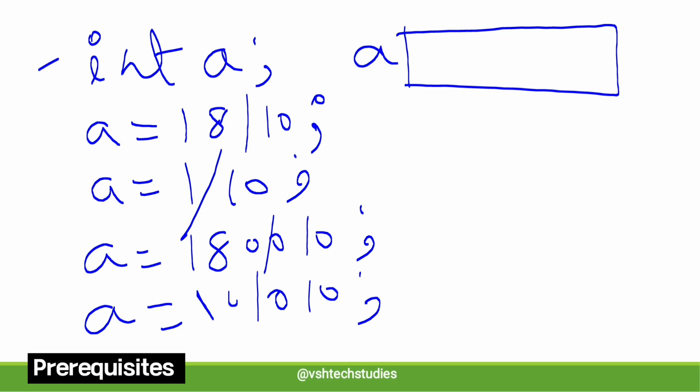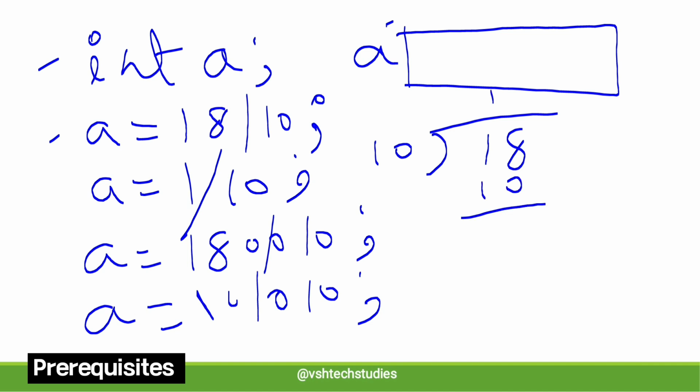Int a means a memory location by name a is reserved. So next instruction, a equal to 18 divided by 10 means what will be stored in a. So 18 divided by 10 means 18 is taken and divided by 10. 10 ones are 10. So 18 minus 10 is 8. We will put a point here, and again 0.